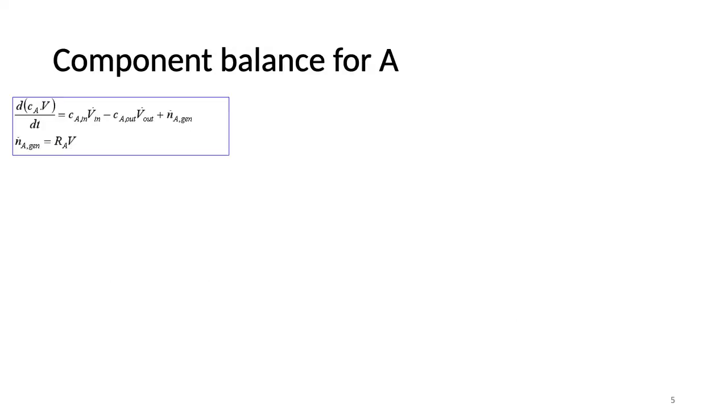Okay, so now I am going to write a molar balance for component A. As I mentioned earlier, it is written as the rate of accumulation of A in the reactor is equal to rate of A coming into the reactor minus the rate of A going out of the reactor plus the rate of generation of A. N dot A gen is equal to capital RA times V. Capital RA is the rate of generation of A per volume per second and capital V is the volume of the reactor. So how are we going to find capital RA?